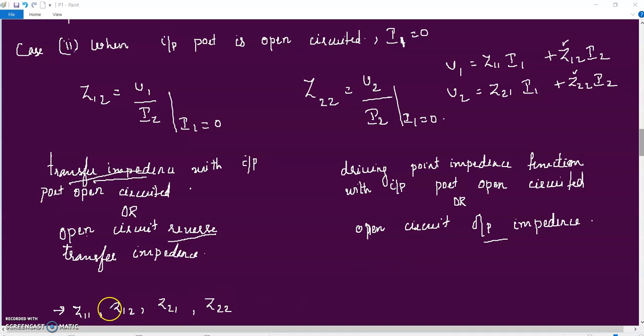All the Z parameters Z11, Z12, Z21 and Z22 are called open circuit impedance parameters because these are measured with either the input or output port open circuited. That is why it is called open circuit impedance parameter. All these parameters are measured by keeping either the input terminal open circuited or the output terminal open circuited. That is why they are called open circuit impedance parameters.